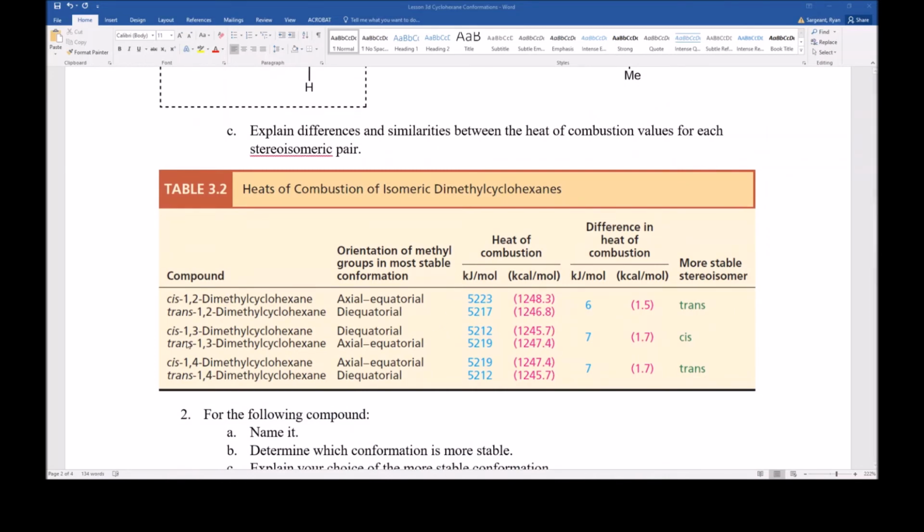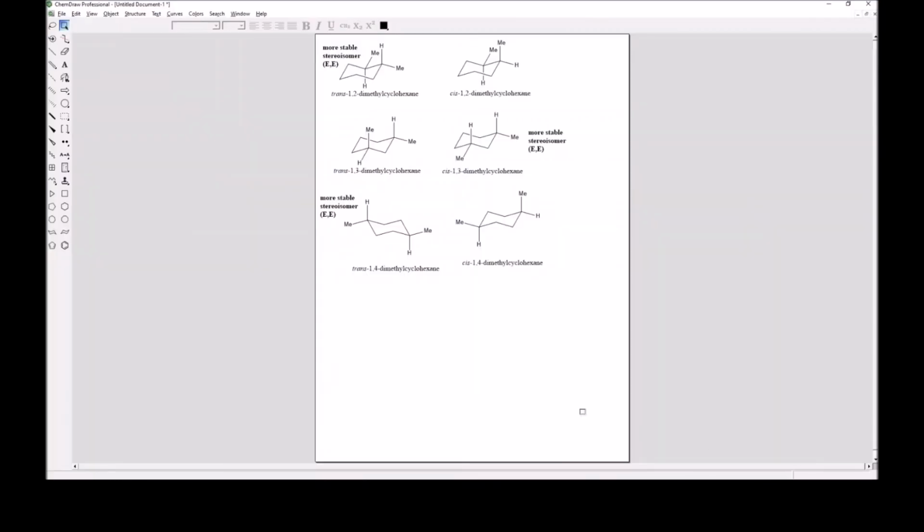And notice how cis 1,3-dimethyl cyclohexane, its heat of combustion is 5,212. For trans 1,4-dimethyl cyclohexane, its heat of combustion is also 5,212. So what I'm saying there is that this compound right here, cis 1,3-dimethyl cyclohexane, has the same heat of combustion and is therefore equally stable as trans 1,4-dimethyl cyclohexane. And that should make sense. Both of them can put their methyl groups in the equatorial position.